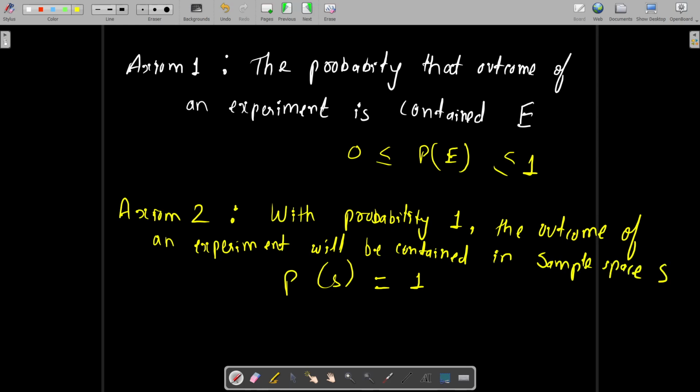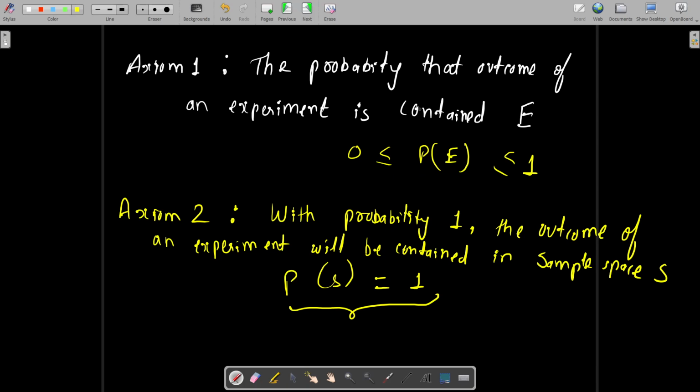Because we know that sample space S is all possible outcomes, right? So what is the probability that any random outcome of an experiment, let's say tail, will lie in S? Because S is all possible outcomes, it will always be there, right? And that's why we know that the probability of a certain event, that it will always be there, is 1.